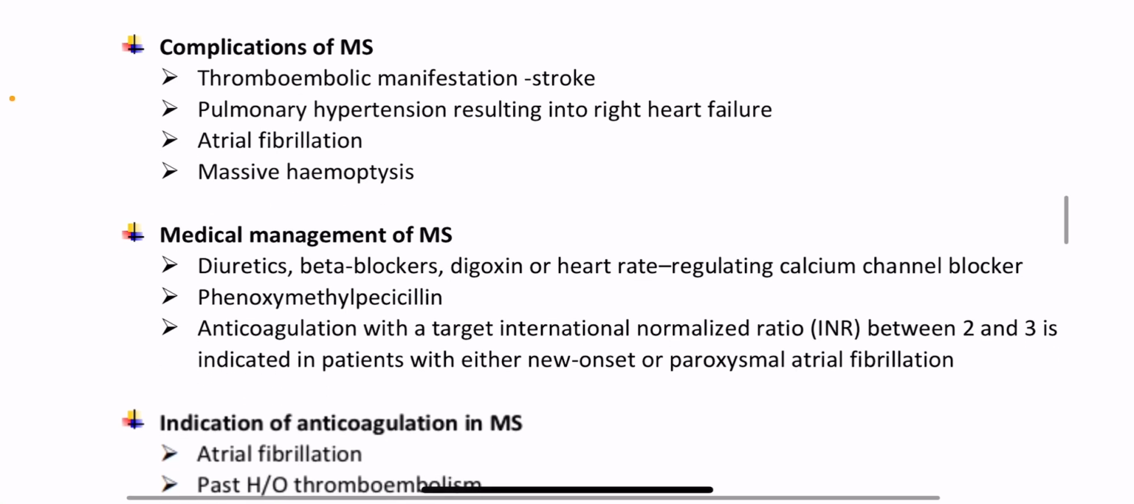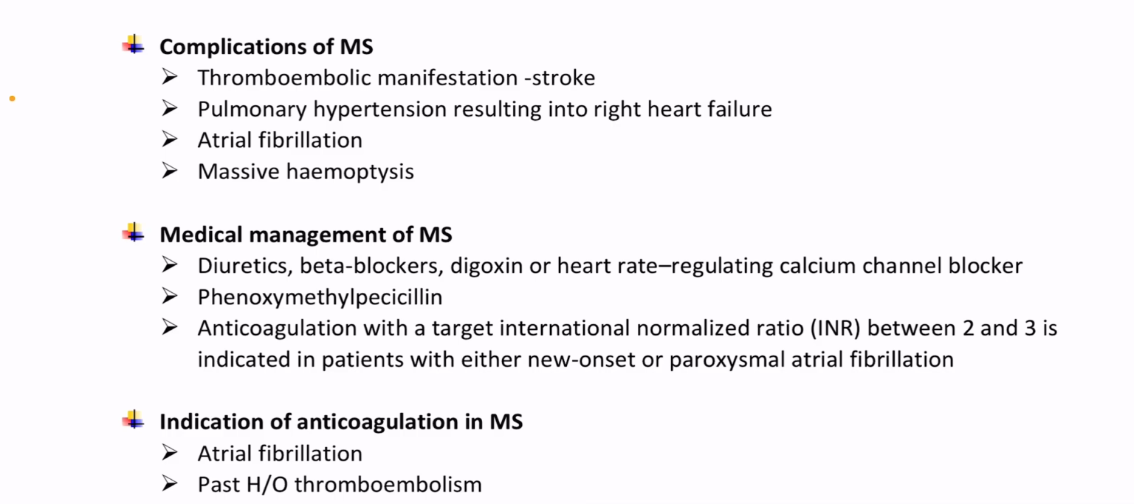What are the complications of mitral stenosis? Thromboembolic manifestation, stroke, pulmonary hypertension resulting in right heart failure, atrial fibrillation, massive hemoptysis. Medical management of mitral stenosis includes diuretics, beta blockers, digoxin or heart rate regulating calcium channel blocker.